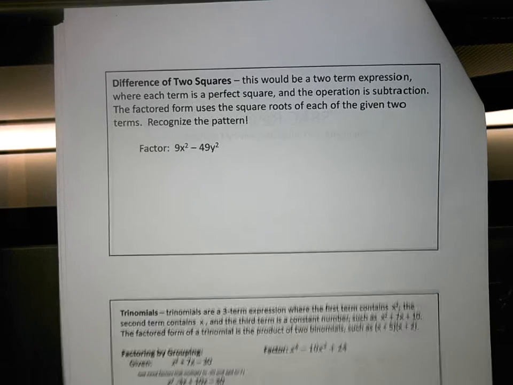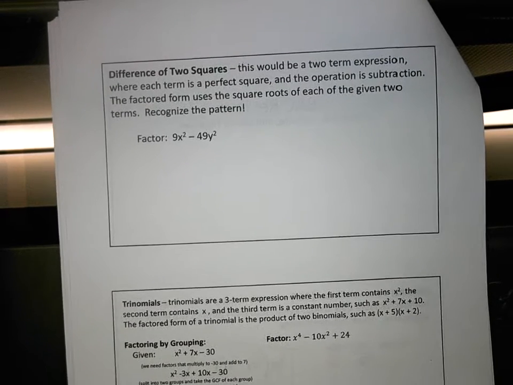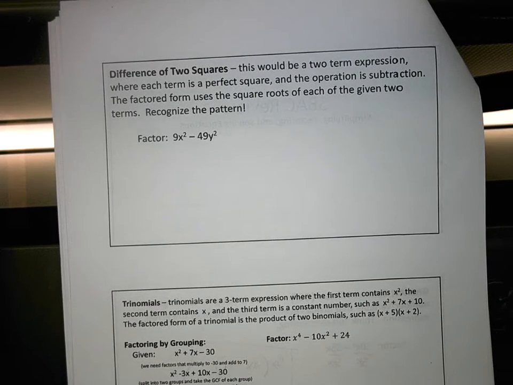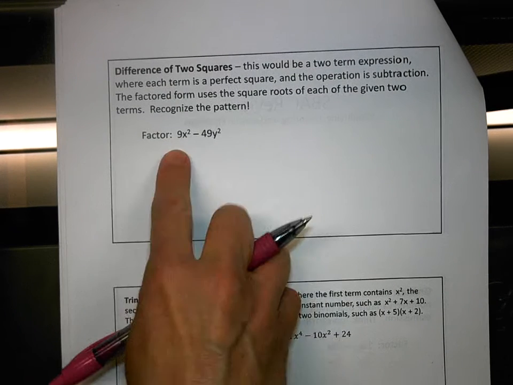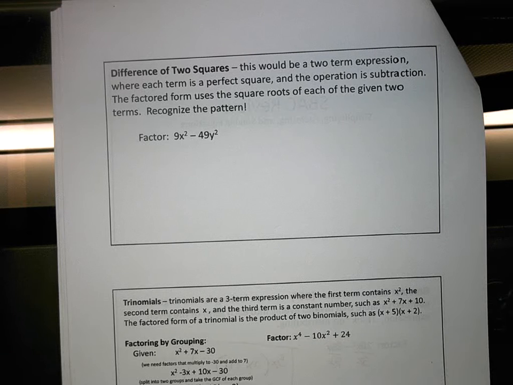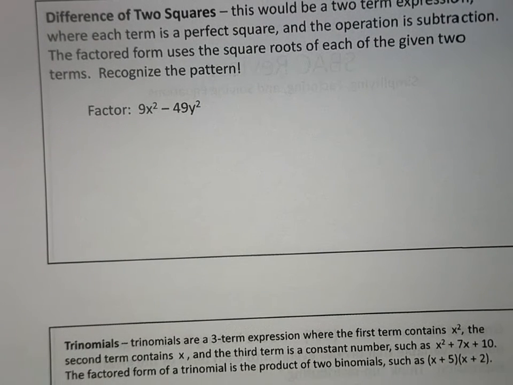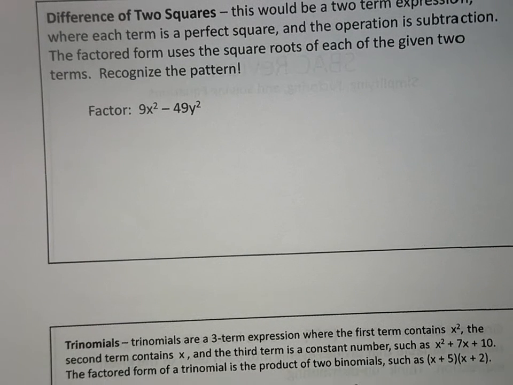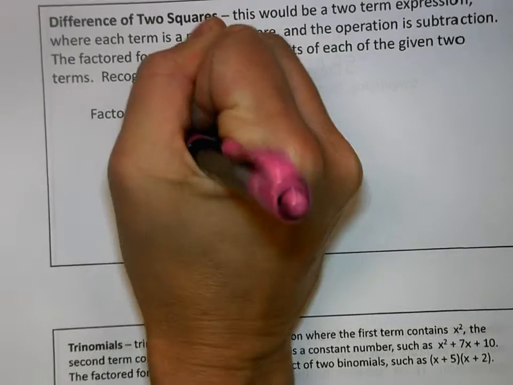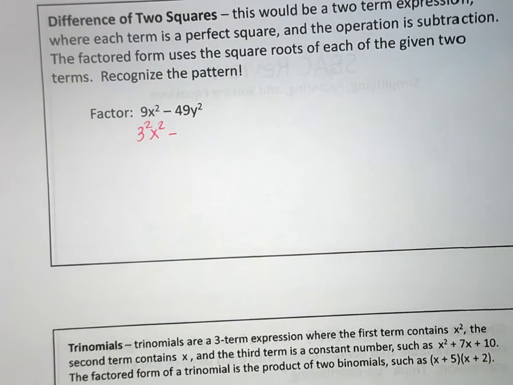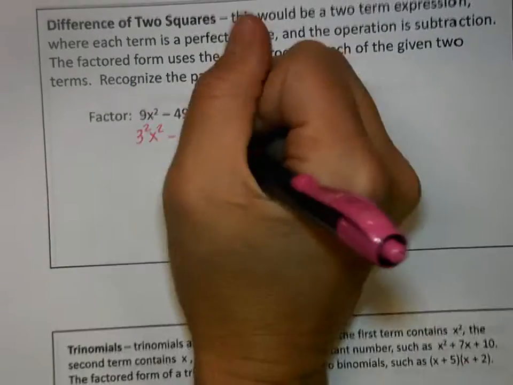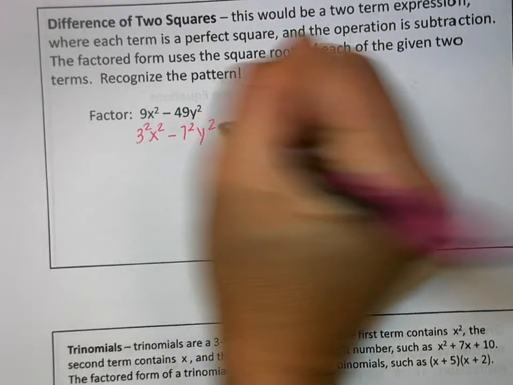Next is difference of two squares. You can read through this yourself here, but the first thing I check for is a GCF. Is there a GCF between these sets? No. And so then I try to write them as a square. So how could I write 9 as a square? 3 squared, right? 9 is 3 squared, and then we have x squared. And 49 as a square is? Very good. 7 squared and y squared.